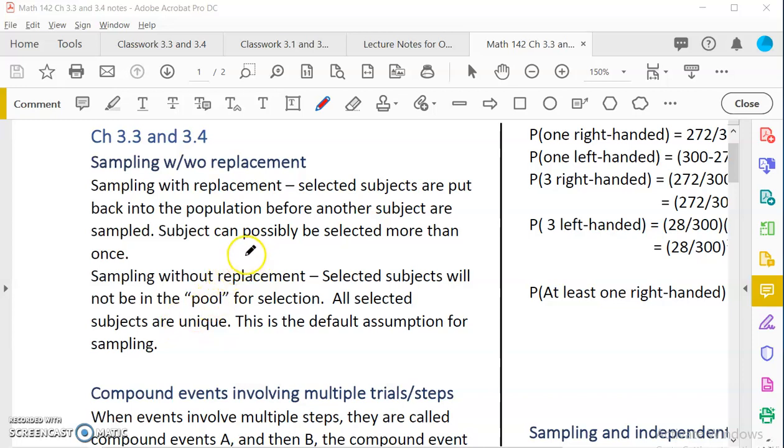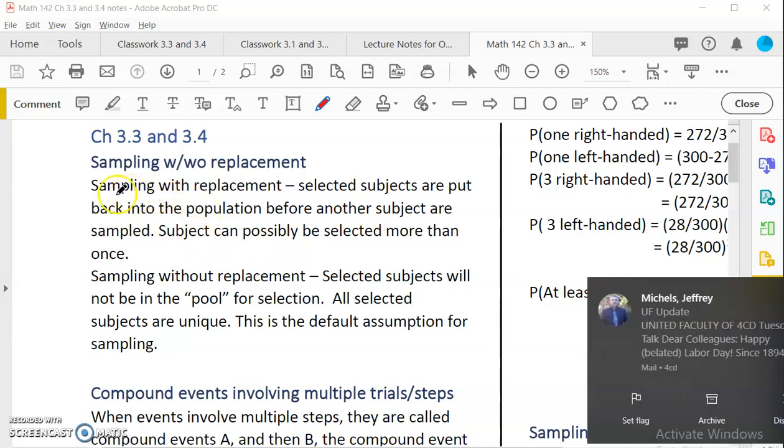So instead of 3.1 and 3.2, we are only looking at selecting one subject, so it's all related to sampling. We are looking at sampling multiple subjects, so this is multiple events, but we are not looking at events with different categories, but with different steps. And so it involves sampling.